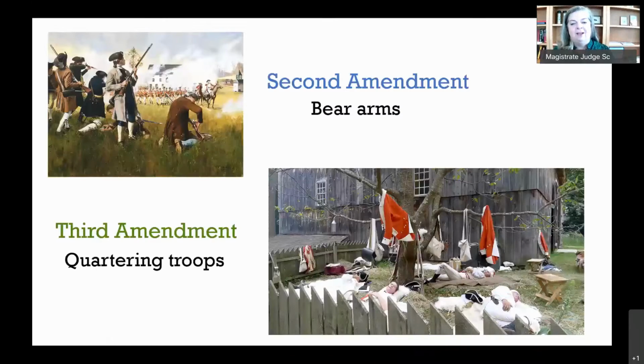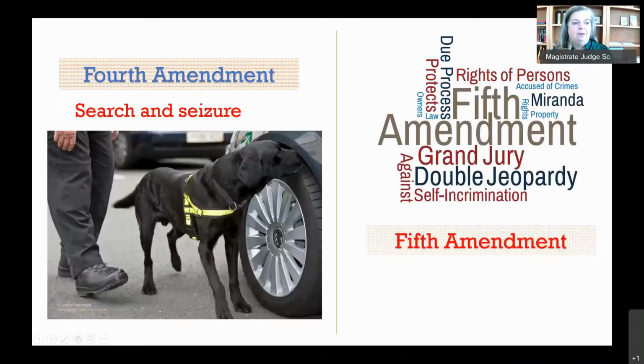The Second Amendment protects the rights of citizens to bear arms, and the Third Amendment protects the rights of citizens against quartering troops. The Fourth Amendment protects citizens against search and seizure. And the Fifth Amendment covers many rights, all of which are related to criminal justice, as well as private property.